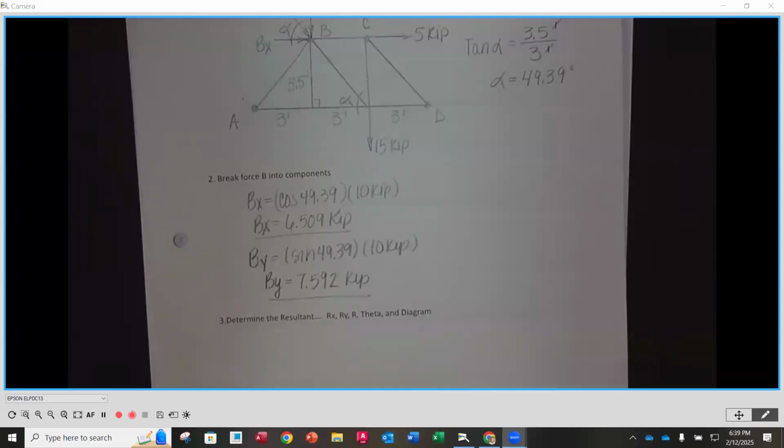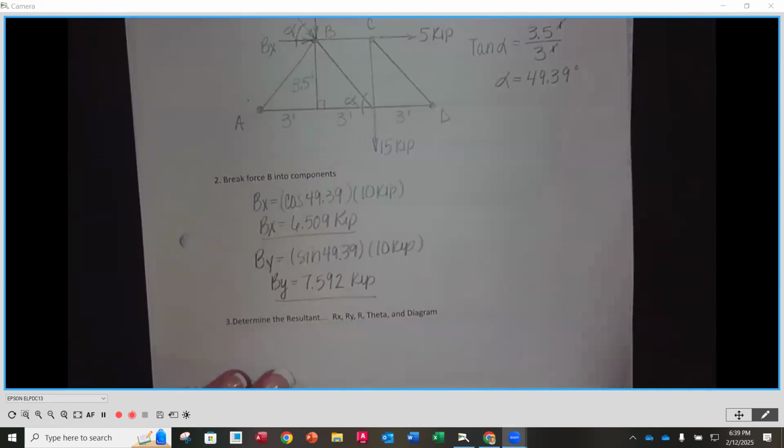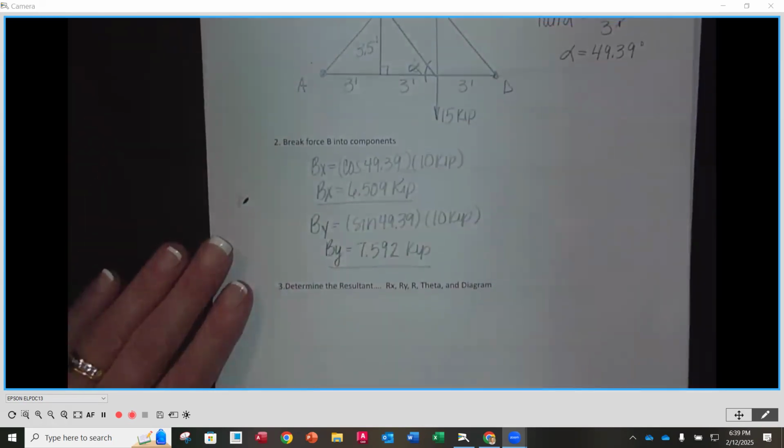All right. So now we're ready to go to our next step to determine the resultant. We need to figure out what is the resultant X and the resultant Y component. Then we will determine the resultant itself as well as theta and draw a little diagram. Scooching over. We do have a little bit of room at the top here. So I just wanted to make sure, because that's not very much.